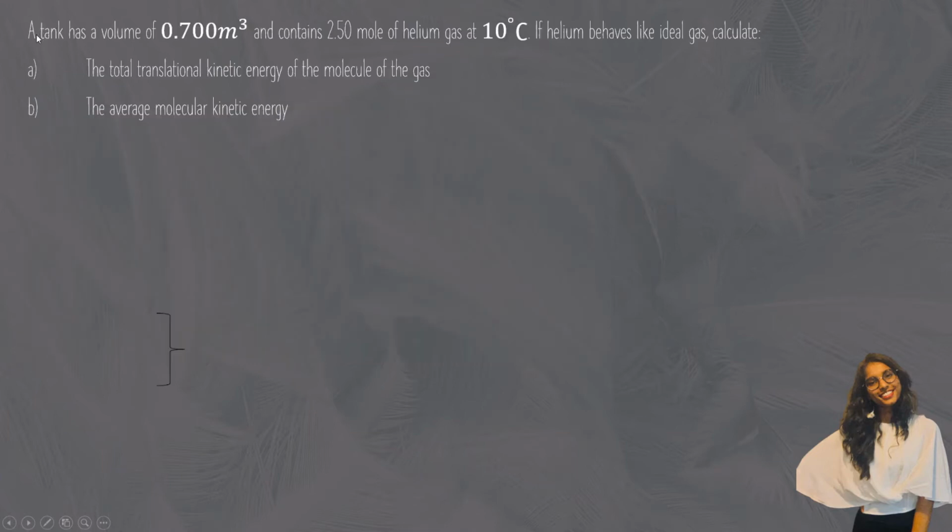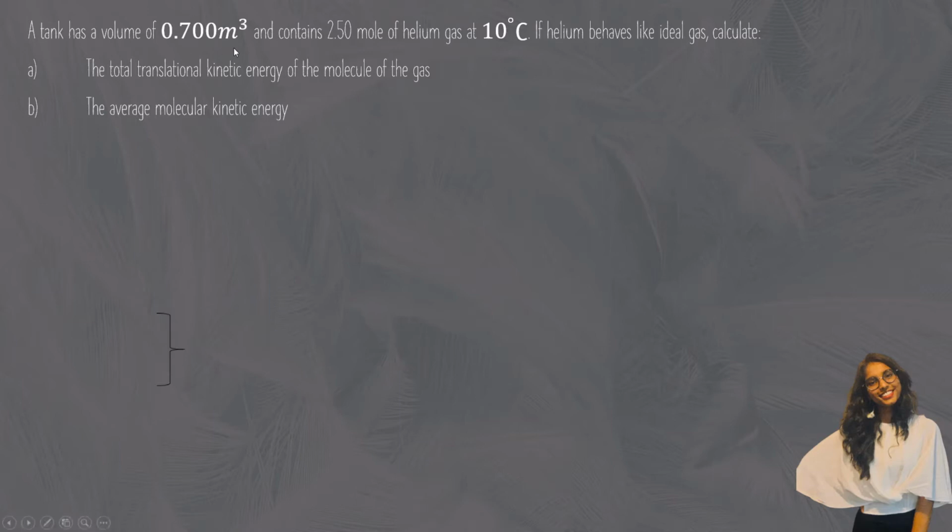The question states that a tank has a volume of 0.700 meter cube and contains 2.50 mole of helium gas at 10 degrees Celsius. If helium behaves like an ideal gas, calculate the total translational kinetic energy of the molecules of the gas and the average molecular kinetic energy. So first of all, what do we have in the question?